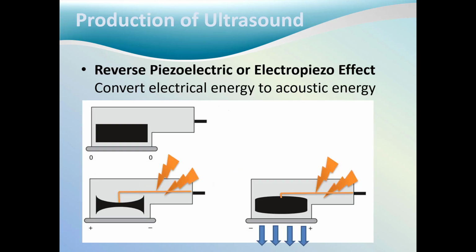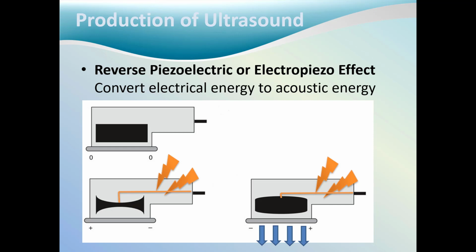Ultrasound is produced by an alternating current flowing through a piezoelectric crystal housed in the transducer. The reverse piezoelectric effect is also known as just the electrical piezo effect and is created from an alternating current running through a crystal, resulting in a compression and expansion of that crystal.